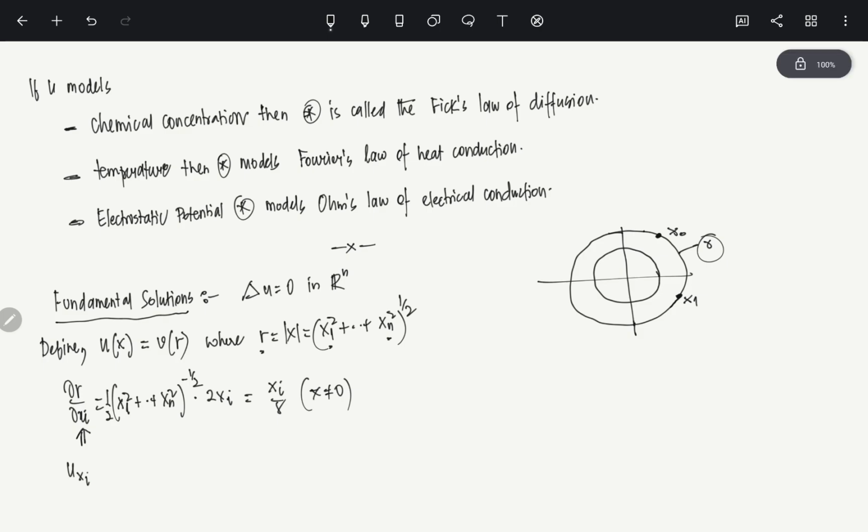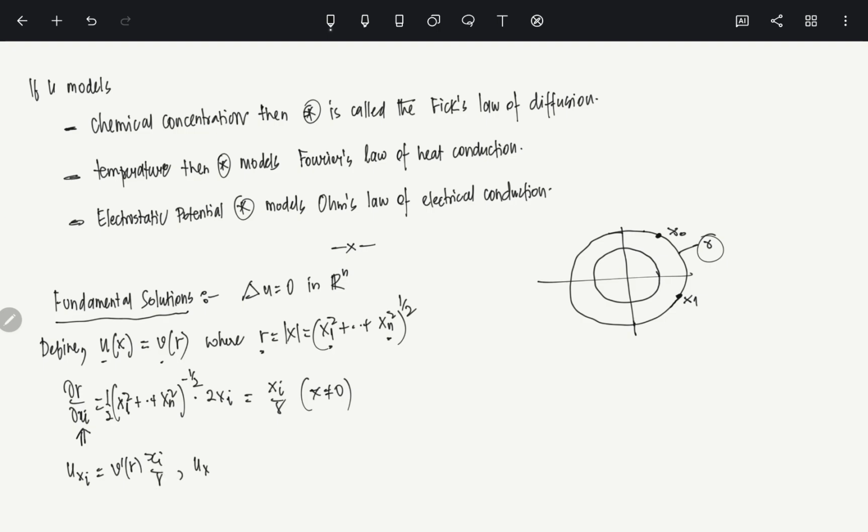Now what about u_xi? It's basically the chain rule. u is a function of v, so u_xi is the derivative of v with respect to r, dv/dr, and then I have to take the derivative of r with respect to xi, so it is ∂r/∂xi. That's your chain rule. So it is v'(r) times dr/dxi, which is xi/r. I hope this is clear.